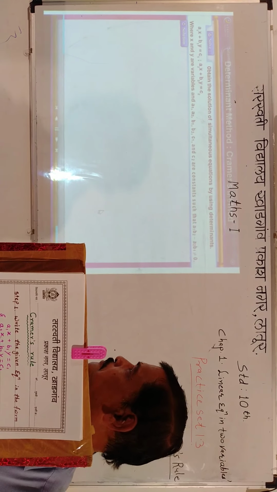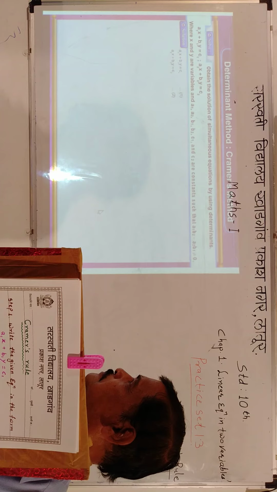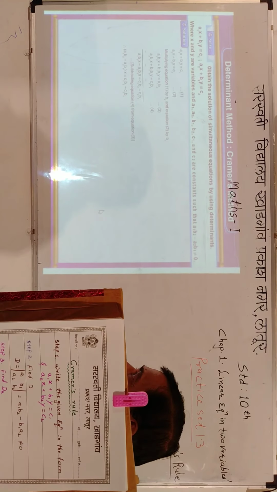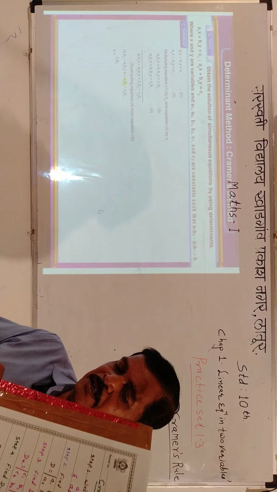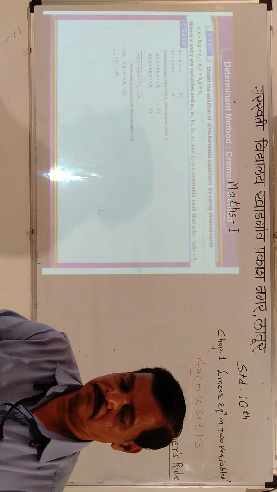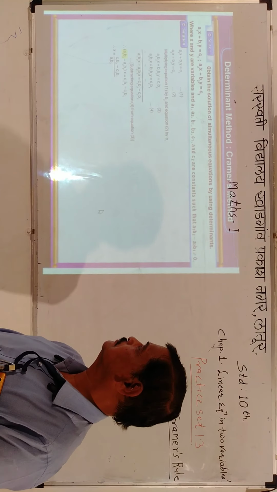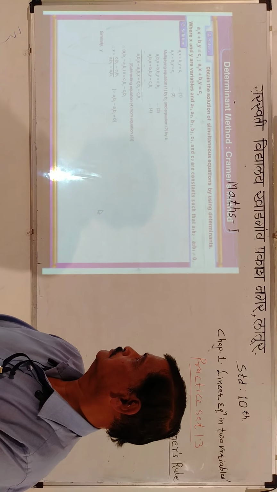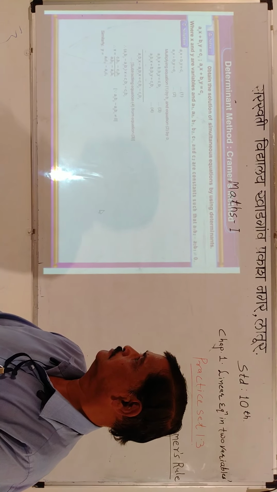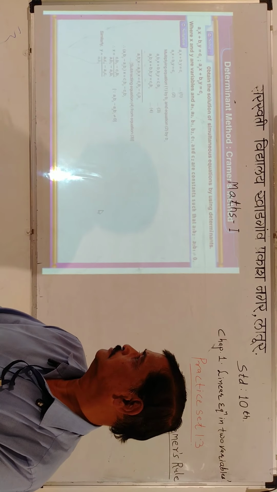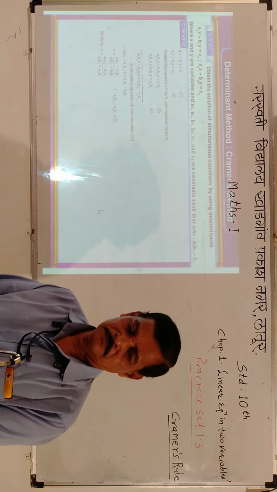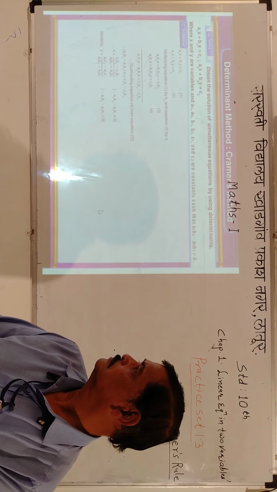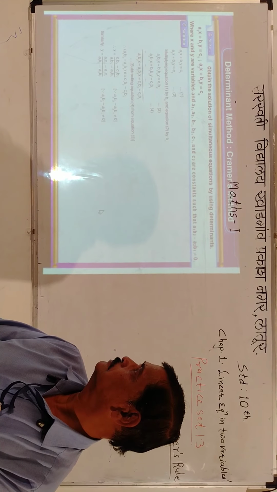Let us solve these equations. Solving by equating the coefficient method, we get x is c1 b2 minus c2 b1 upon a1 b2 minus a2 b1. Similarly, we get y is a1 c2 minus a2 c1 upon a1 b2 minus a2 b1. We will now write this value of x and y in the form of determinants.